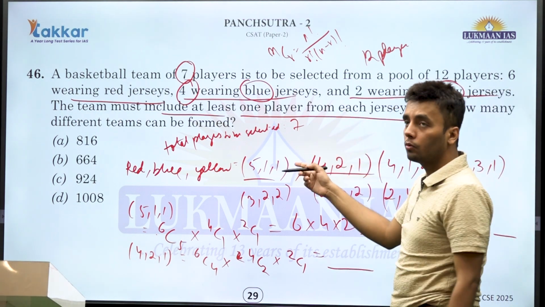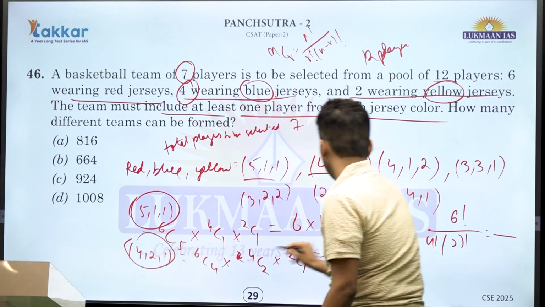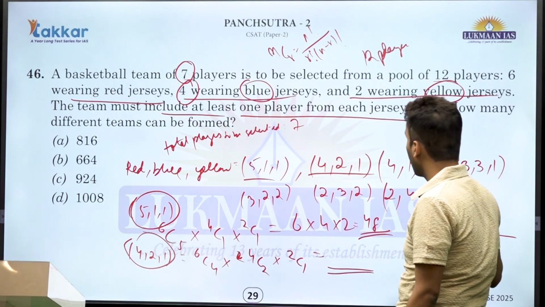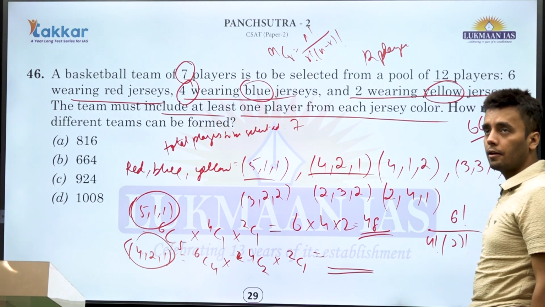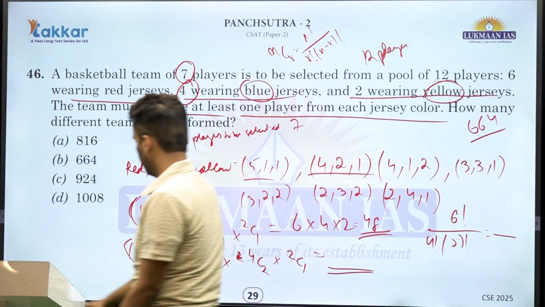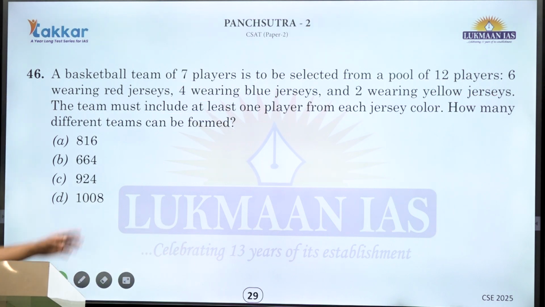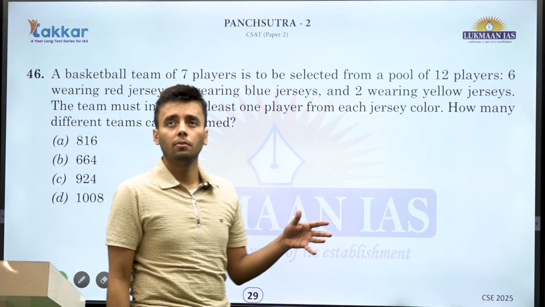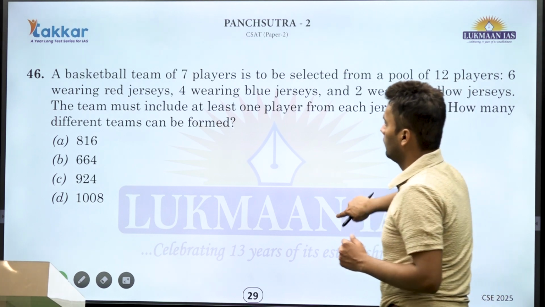So the final value after adding each one of these, 511, 421 and the others, will add up to 664. This is the right answer. I am not solving one by one because it is very time consuming. So you practice on your own. You will get the right answer.